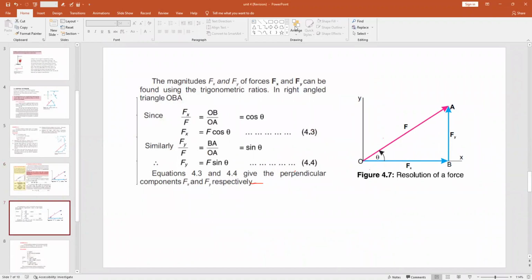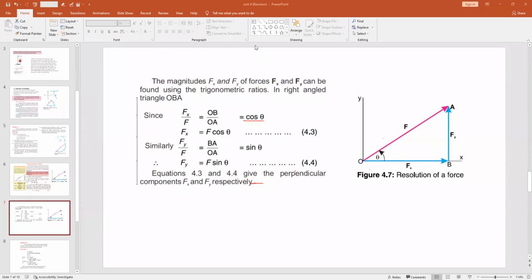So if you see figure 4.7, we have drawn this x component and this y component. Now by using the trigonometric ratios, we will find out the value of cos theta and sine theta. Cos theta is equal to base over hypotenuse. You can see that here the base is Fx, and the hypotenuse is this F. So cos theta is equal to Fx by F.